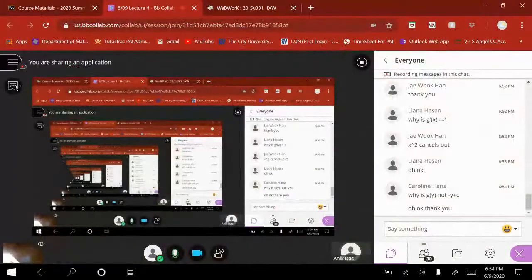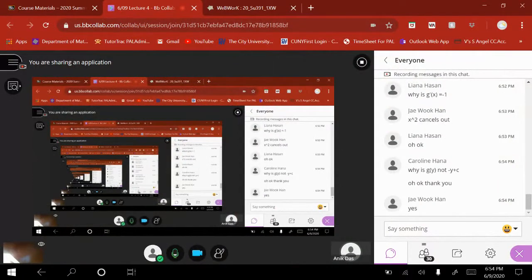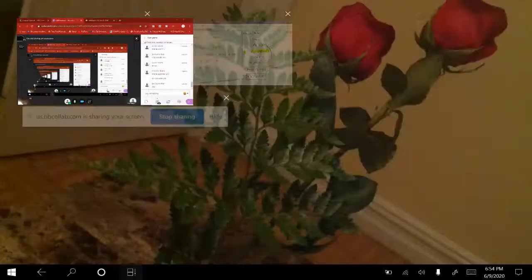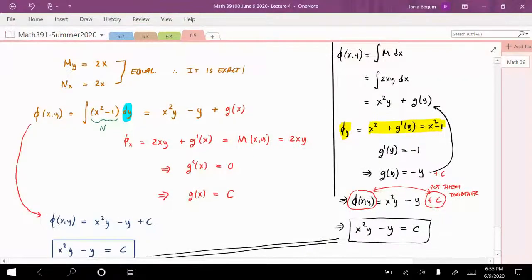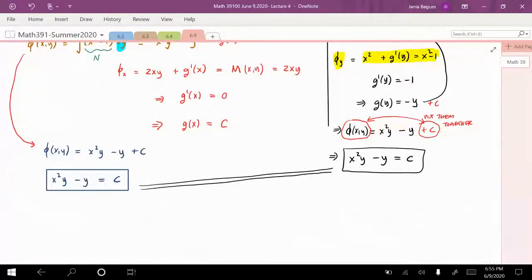All right, so are we good so far? All right, so let's do one more problem, and then we'll move on to 2.3. So let's do another exact equation.